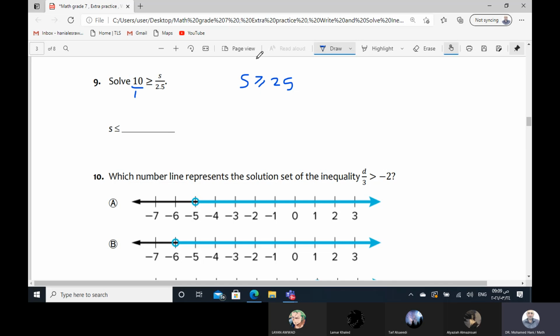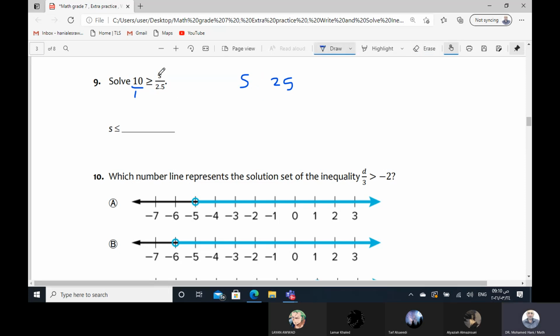Now here I have a mistake. Who can tell me what is the mistake? Mister, the sign needs to be less than, but you put greater than or equal to. Why do we want to change the sign here? But Mister, you said we only change signs when we multiply or divide by a negative number. Yes, we change the sign when we multiply or divide by a negative number. But here I have a mistake.